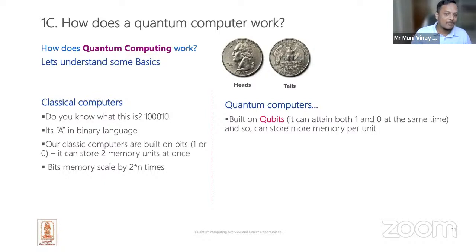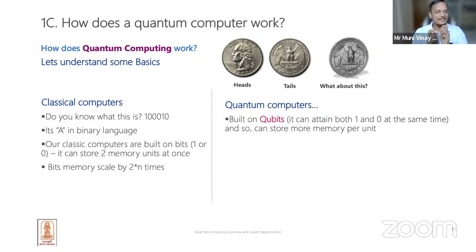Let me ask you this simple question: is this 1 or 0? Let's say the coin is spinning. If you look clearly, it's both 1 and 0. It's between 1 and 0, based on the time at which you observe the spin. So it could be slightly 0 and slightly 1. This is exactly how quantum computer qubits work.